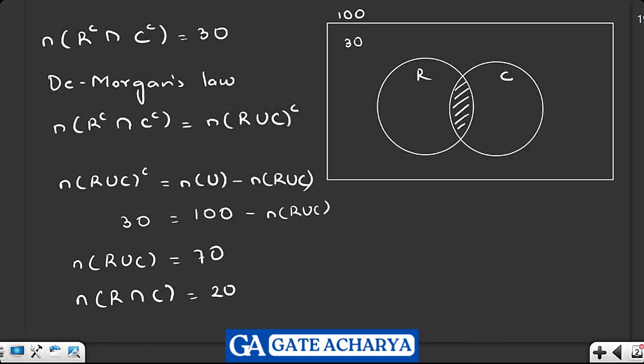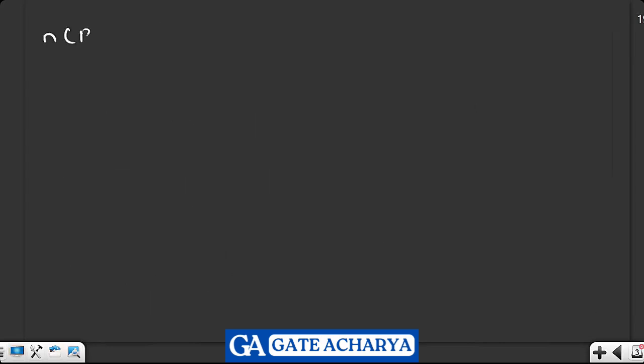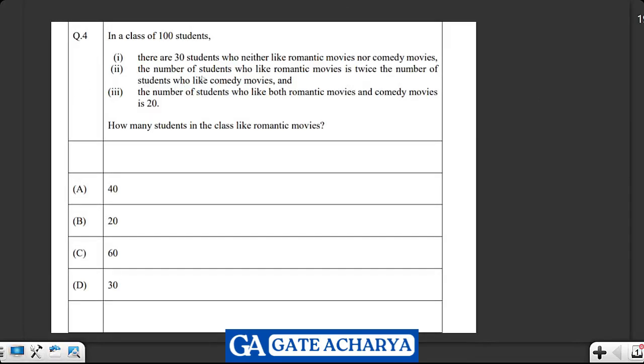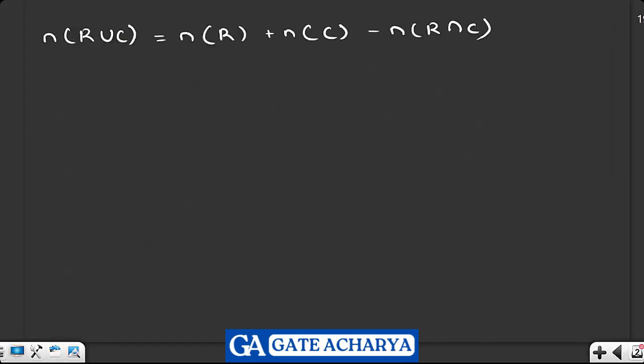Now, if you remember the union formula for the number of elements, the number of R union C will be the number of romantic movies plus the number of comedy movies minus the number of romantic intersection comedy. The only things I don't know are these two entities, and there's a connection between them. They are saying that the number of students who like romantic movies is twice the number of students who like comedy movies. So based on this, you can substitute and find the answer.